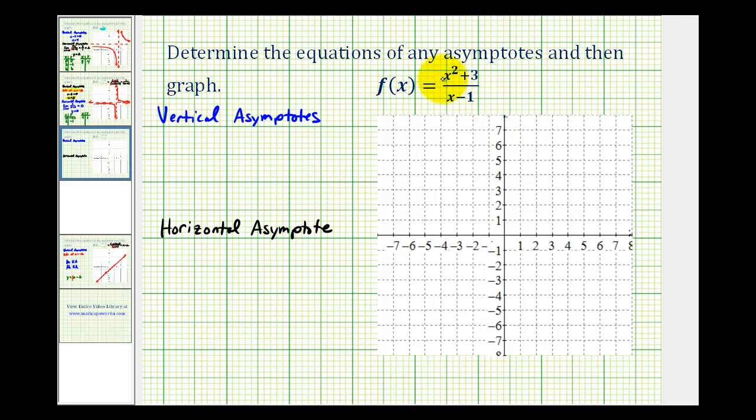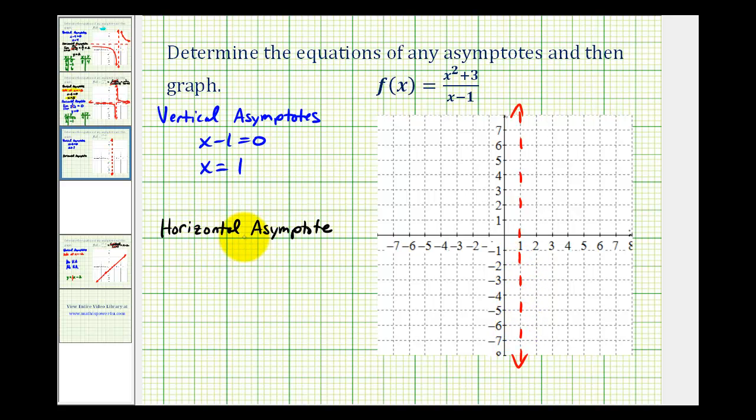But x squared plus 3 does not factor, so we will have a vertical asymptote at the 0 of the denominator. So the vertical asymptote will occur where x minus 1 is equal to 0, so the equation for the vertical asymptote will be x equals 1. So let's go ahead and sketch that. Here it is.